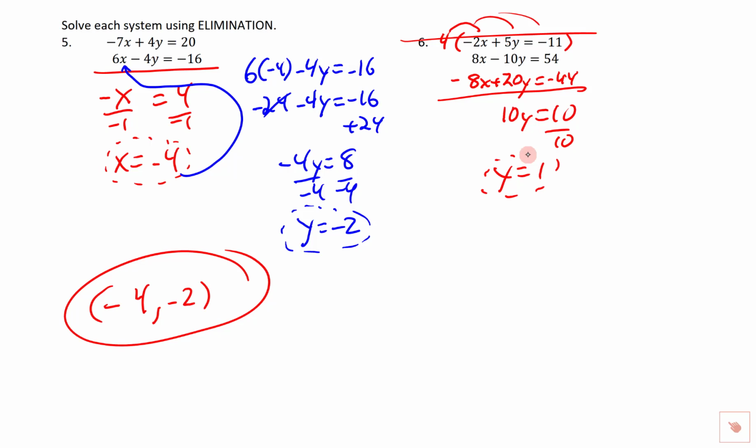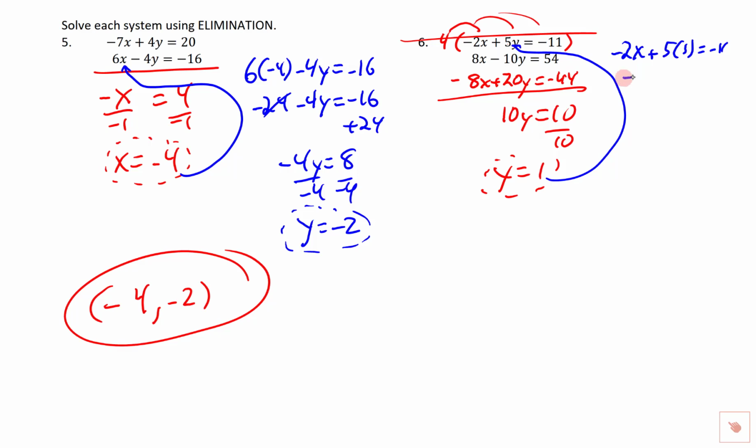So we know what y is, and now we'll take this and plug it back in and figure out what the x is. Again, doesn't make any difference which one I plug it into. I'm going to plug it into the one with the smaller numbers, even though I've got a negative to worry about. So this is going to be a negative 2x. This is going to be a plus 5, and y is 1, remember. And then on the other side, we've got a negative 11.